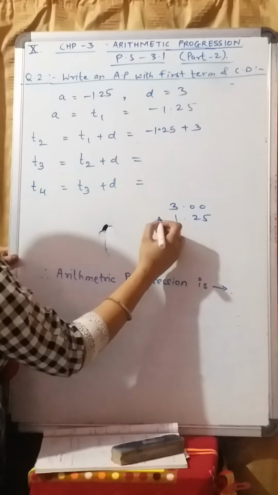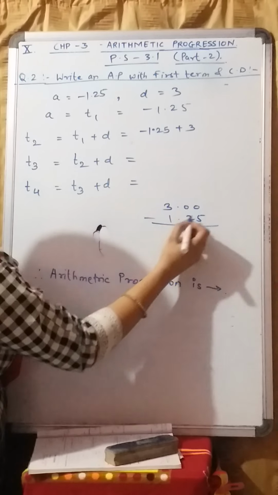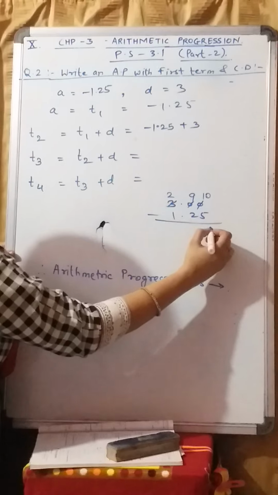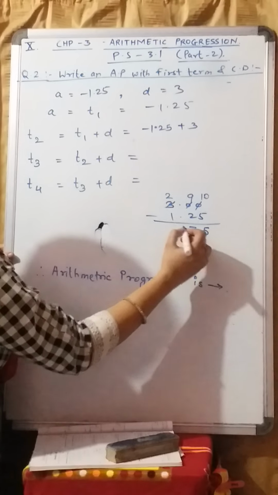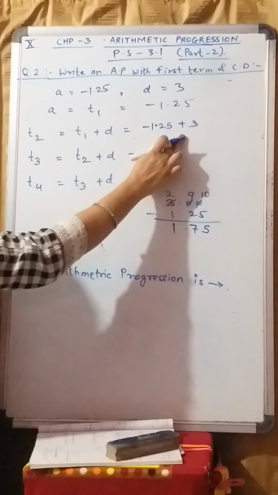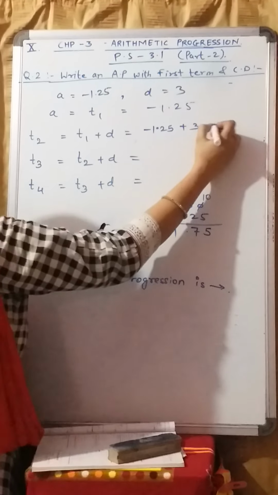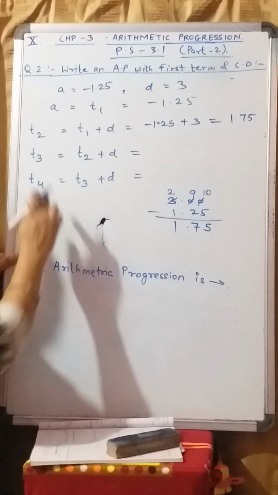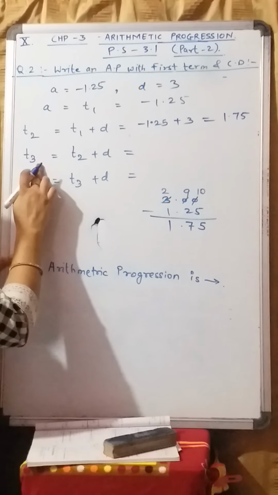Again, after the decimal, a 0 will be there. How do you subtract this? This is 10, this is 9, this is 2. So 10 minus 5 is 5, 9 minus 2 is 7, and 2 minus 1 is 1. The bigger number is 3, so the sign will be plus only. So it is 1.75. This is your T2. Then how are you going to find T3?